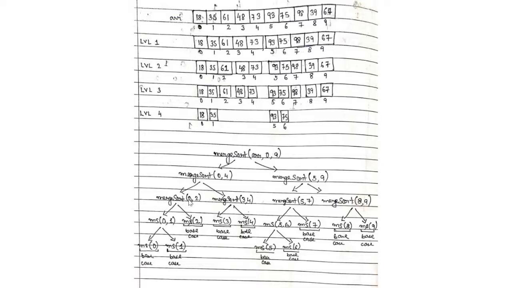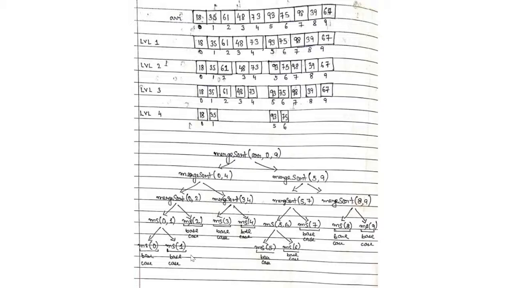Then again we will be branching out for 0, 2 with the help of merge sort 0, 1 and merge sort 2. But we will see that 2 is a base case. Why is it a base case? Because a single element is always sorted. So we will branch out for merge sort 0, 1. We branch out for merge sort 0 and merge sort 1. Again we hit our base cases because both are single elements. So what do we do when we hit both our base cases? We start merging them.